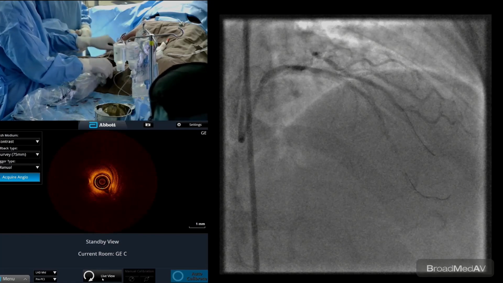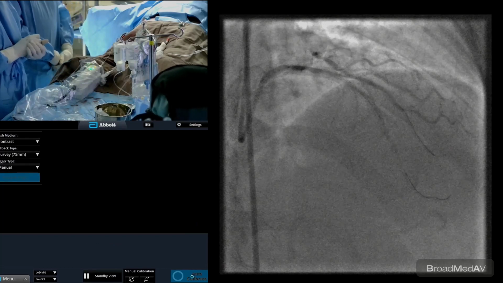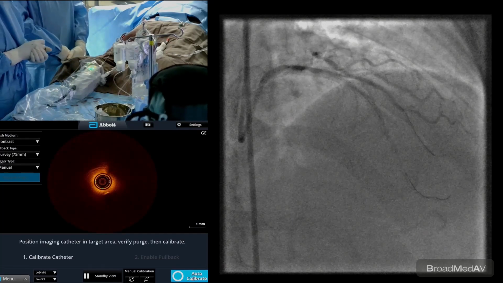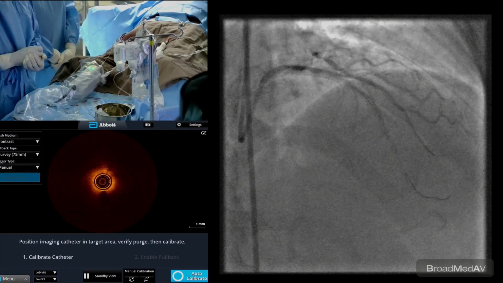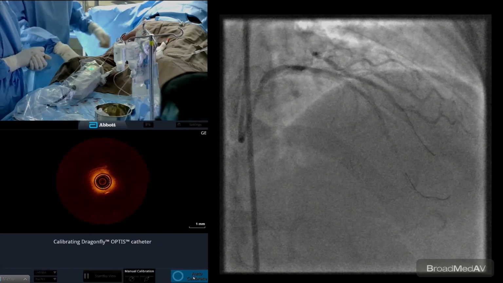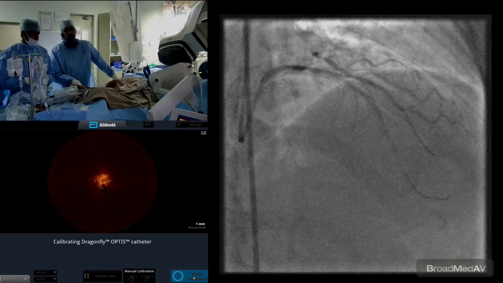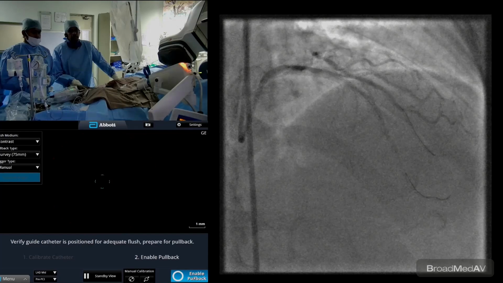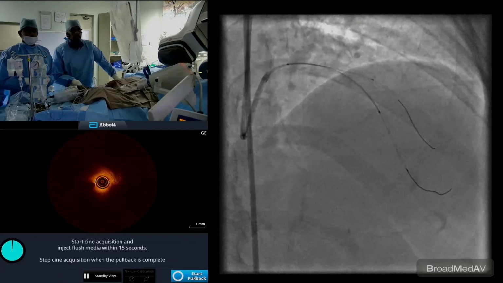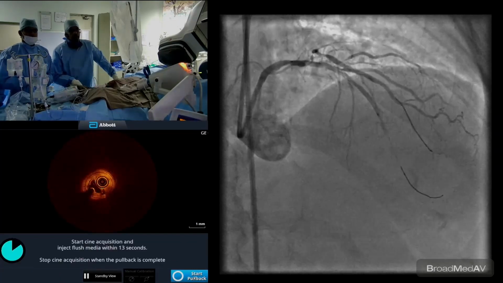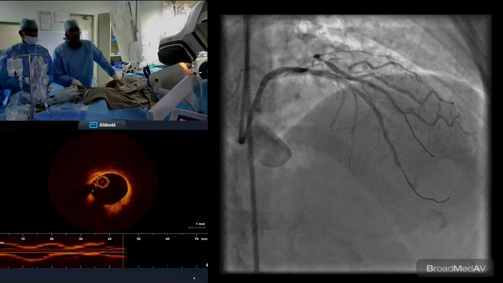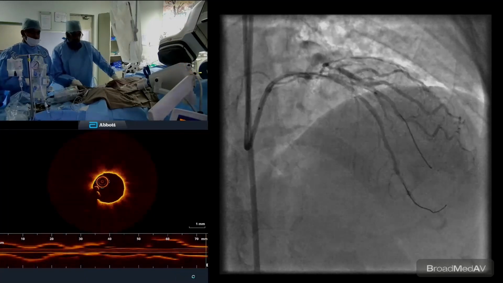Okay. Good. So now we're going to do an OCT with pressure injector. Calibrate. Cine, please. Inject. Stop cine.